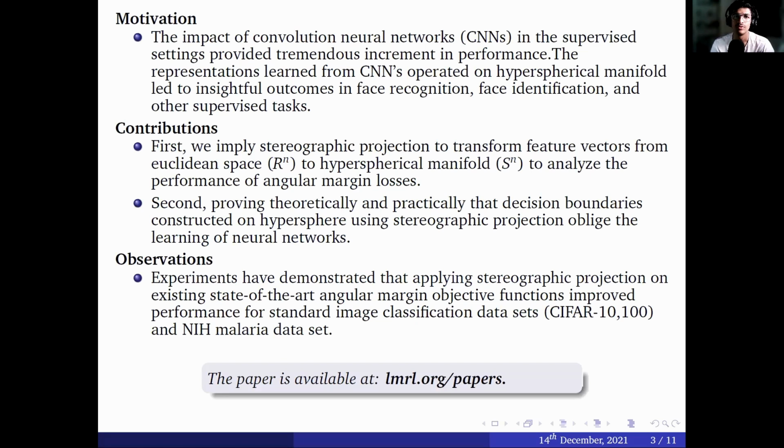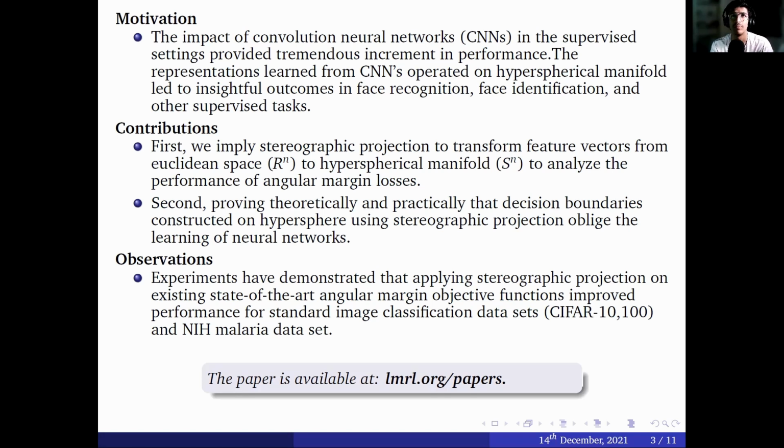So the motivation behind this work is we have seen a lot of work going on face recognition and face identification, where they provided angular margin objective functions, where they specifically mentioned they have used these objective functions on hyperspherical manifold. But we didn't find the actual theoretical justification. The practical implementation was viable, and the performance was good, but we didn't find the actual shifting of sphere.